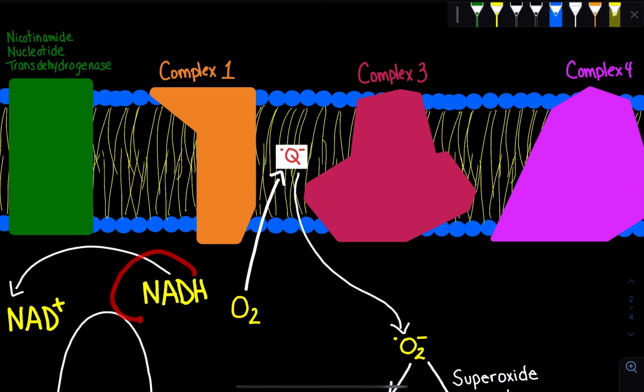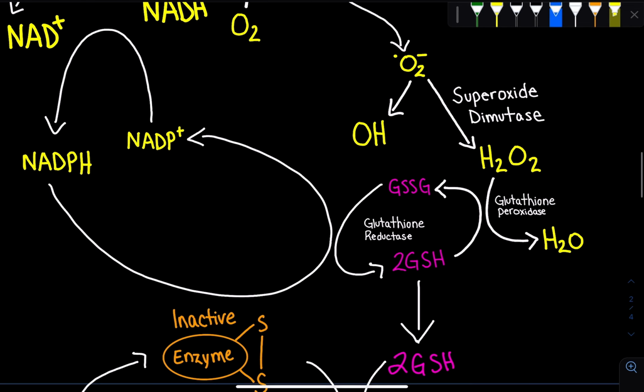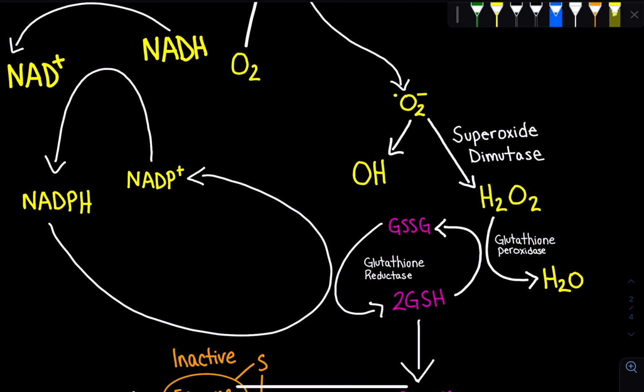This is where we see the role of nicotinamide nucleotide transdehydrogenase. It's going to oxidize an NADH, and it's going to produce NAD+, and those electrons are going to be passed on to NADP+ to yield NADPH. As a result, everything in this process is being regenerated. We regenerate this molecule, we regenerate these molecules, all because we want to get rid of this radical oxygen.